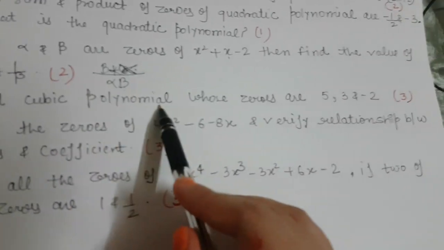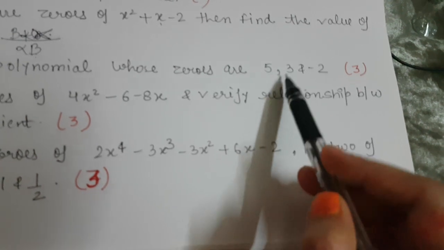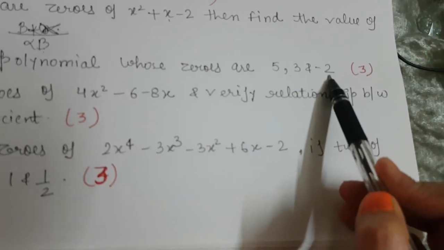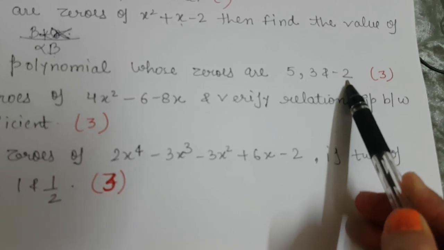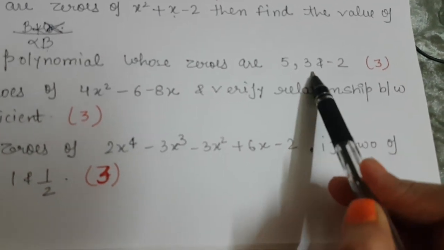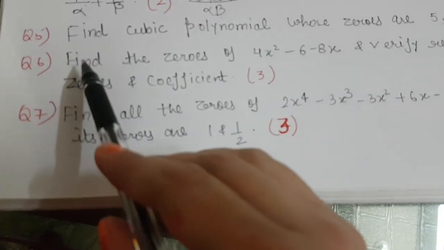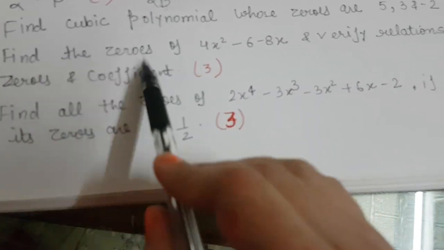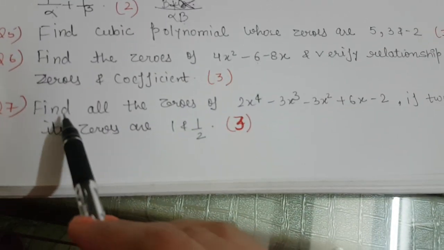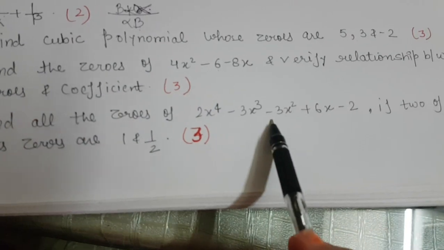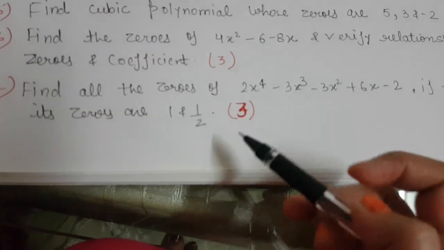Next is, find the cubic polynomial whose zeros are given. These are not the sum and product, these are the zeros. So first you find the sum of zeros, the sum of products of two zeros at a time, and the product of zeros, then form the cubic polynomial. Next is, find the zeros of this polynomial and verify the relationship. Last is, find all the zeros of this if two of its zeros are 1 and 1 upon 2.